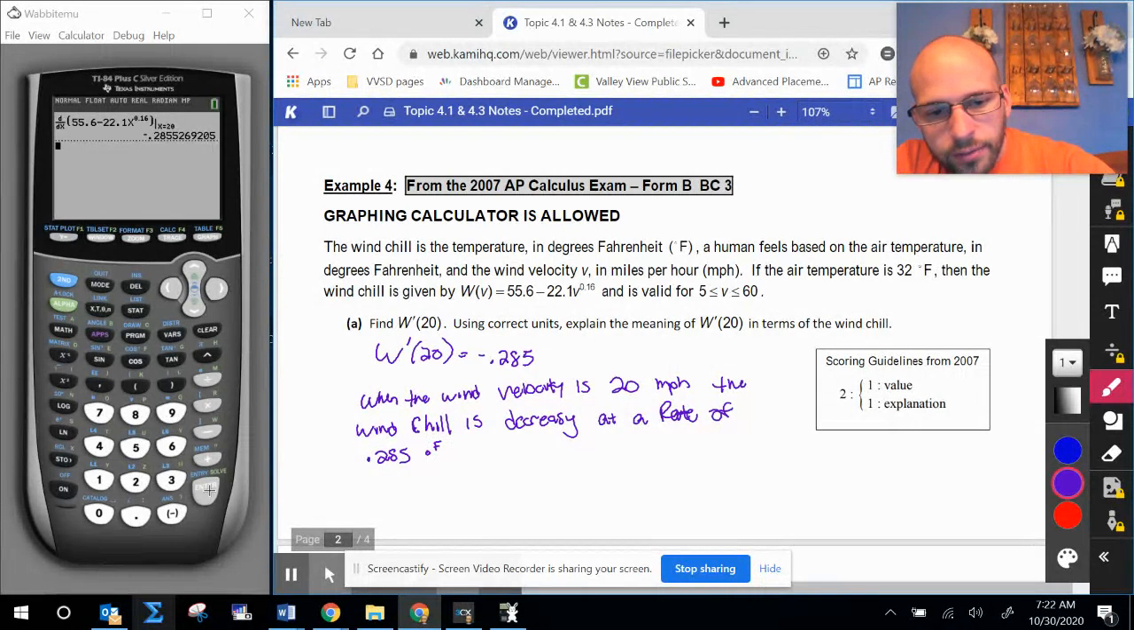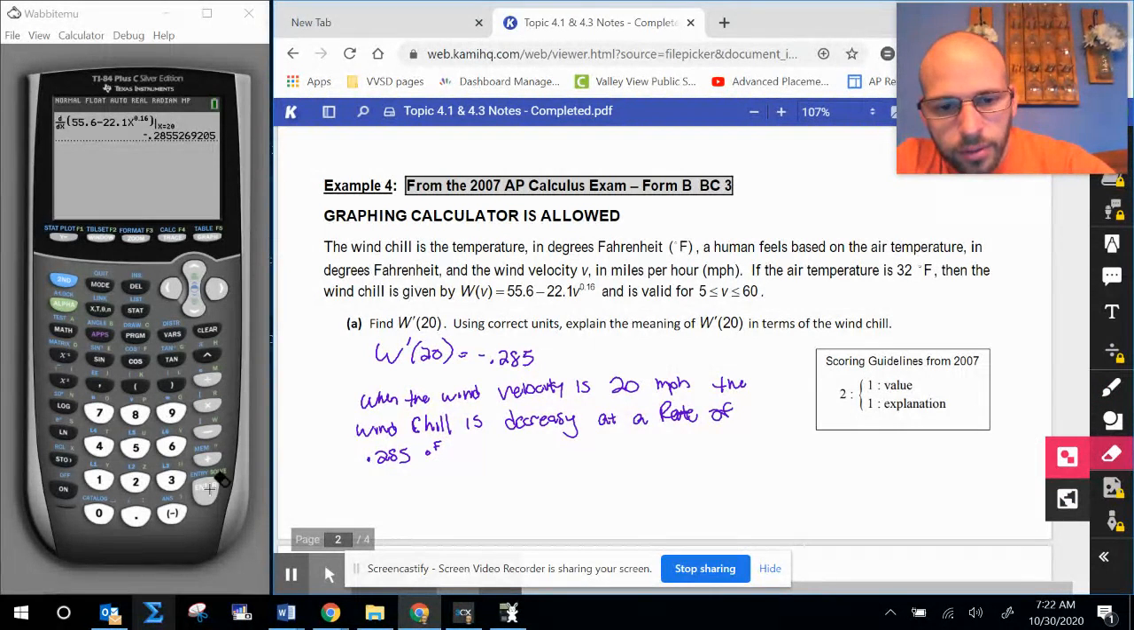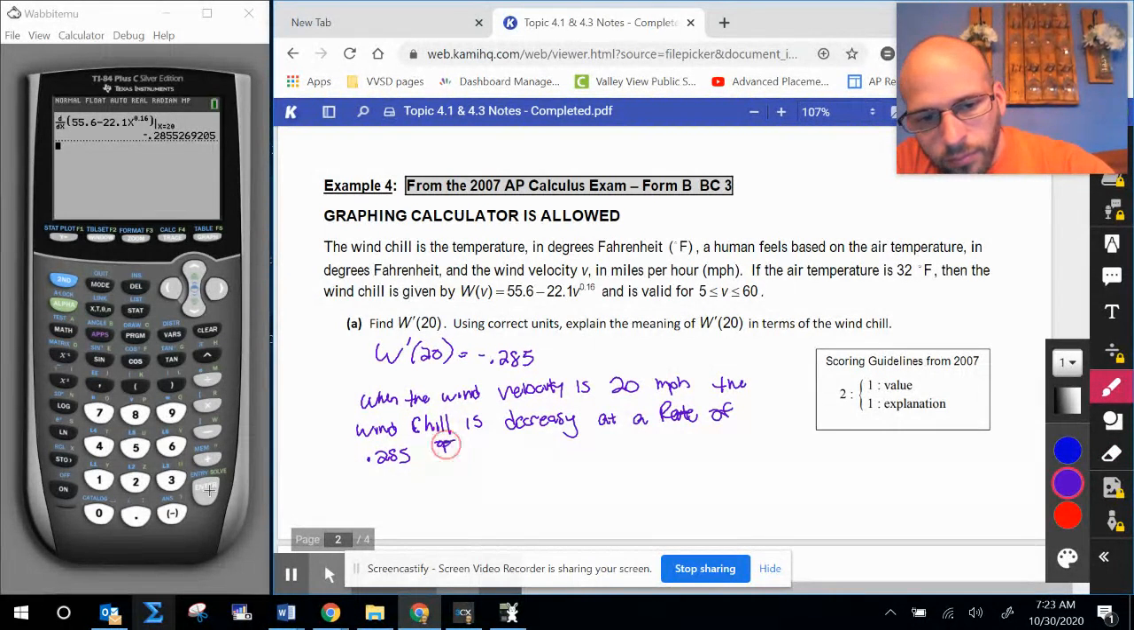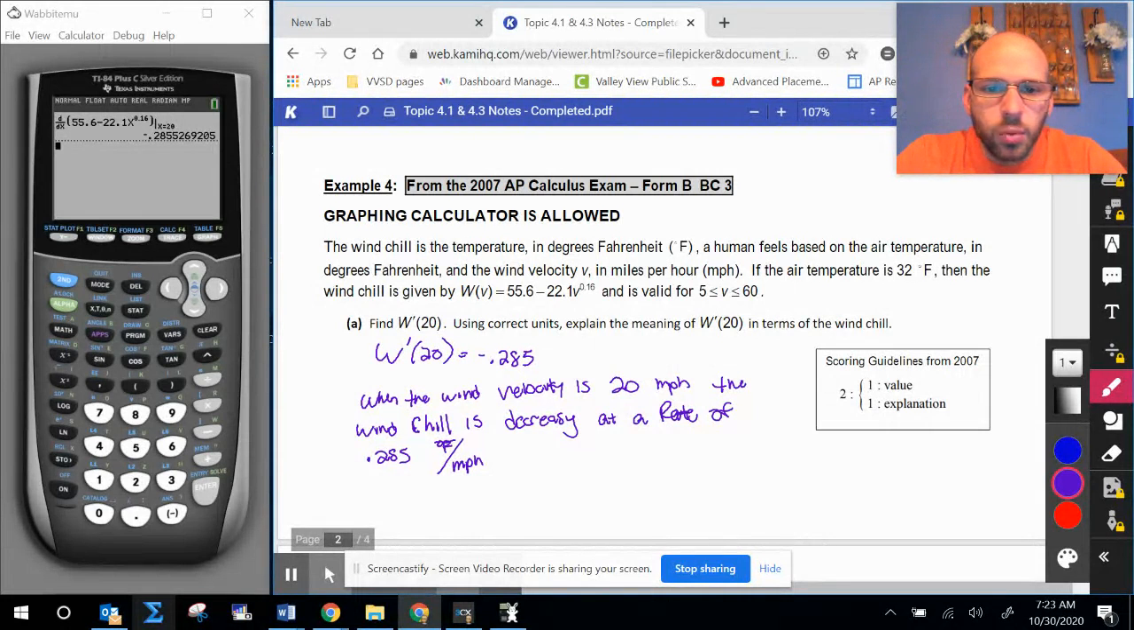degrees Fahrenheit. Let me write that degrees Fahrenheit a little better. Per unit of V, right? So per miles per hour, right? Because V is measured in the wind velocity. Okay, so wind chill was measured in degrees Fahrenheit. V was wind velocity in miles per hour. So then the rate of change would be degrees Fahrenheit per mile per hour. Okay.